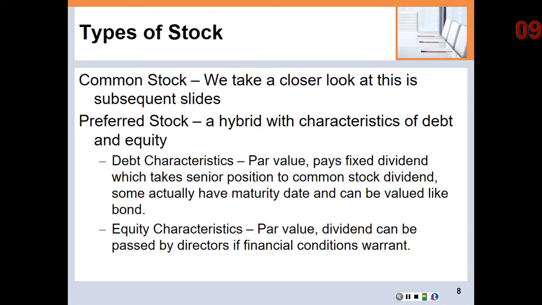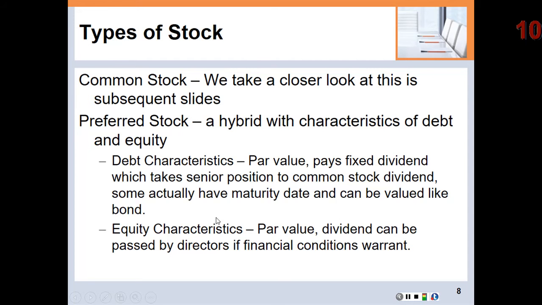If it's non-cumulative preferred stock, then if they miss the preferred stock dividends, that's okay. When they start making money again and can pay a preferred stock dividend, they're going to pay it. They don't have to go back and make up any missed preferred stock dividends. And then they're going to pay a common stock dividend if they have the money. But they're always going to pay preferred stock first.